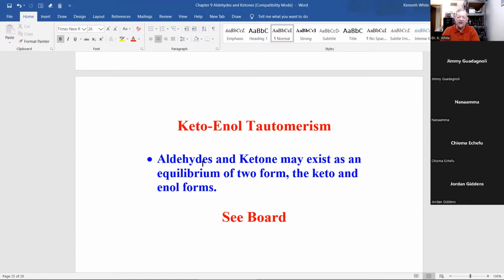Now, when we talk about ketones and aldehydes, something they can do is form a tautomerism. A tautomerism is, in an organic molecule, when you move only a hydrogen and electrons. And this is called the keto-enol tautomerism. And aldehydes and ketones may exist in an equilibrium of 2 forms. One is called the keto, the other is called the enol.